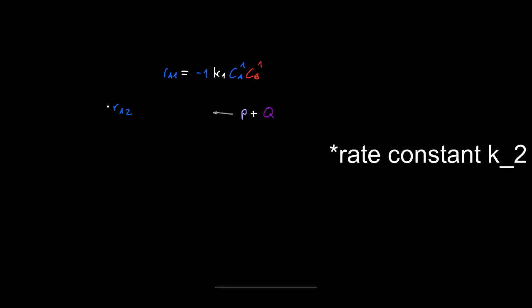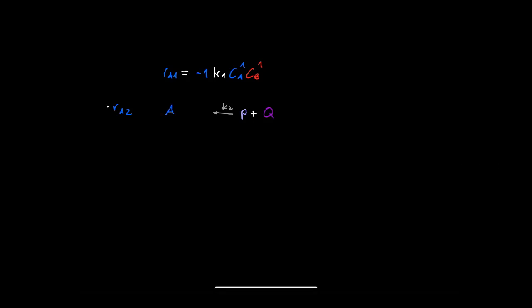Now we are going to take a close look into the reaction which takes place from right to left, which we named RA2. In this case, P and Q react with a rate constant K2 to A and B. So in this case, the right side of our equation are our reactants, as they are reacting to our products A and B.